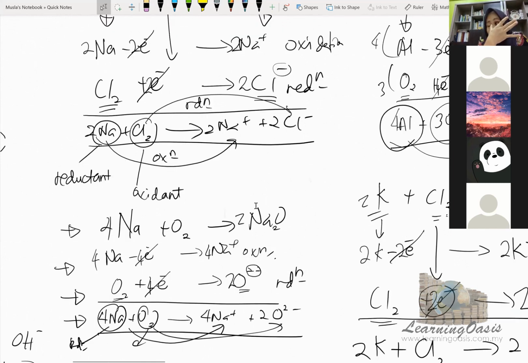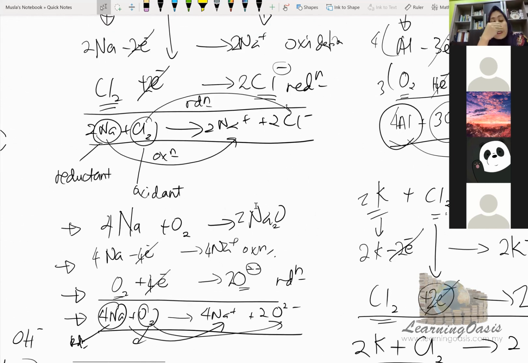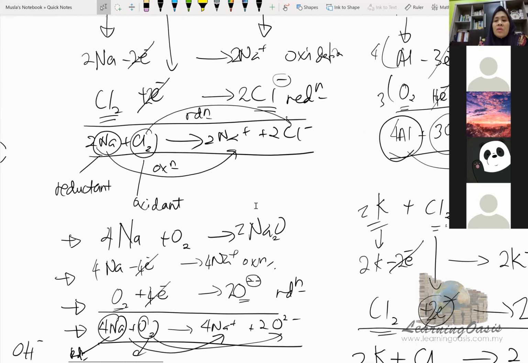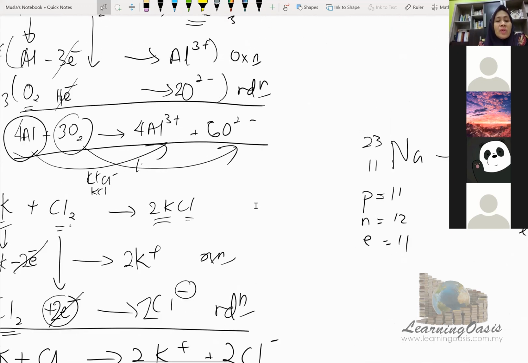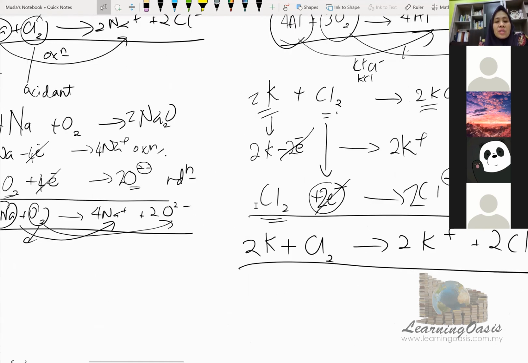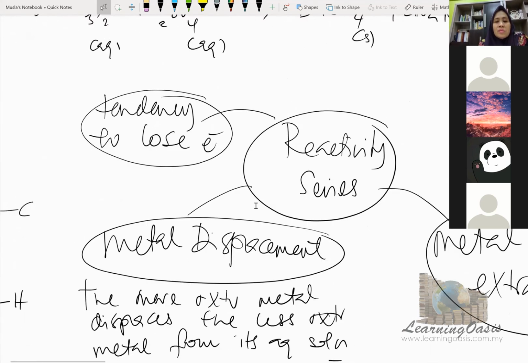Everyone okay with this so far? Ina, Amin, Balkis, Malisa? Yes. Right. Okay. Now, so you have to be good with this ionic equation. Okay, Malisa, practice some more.